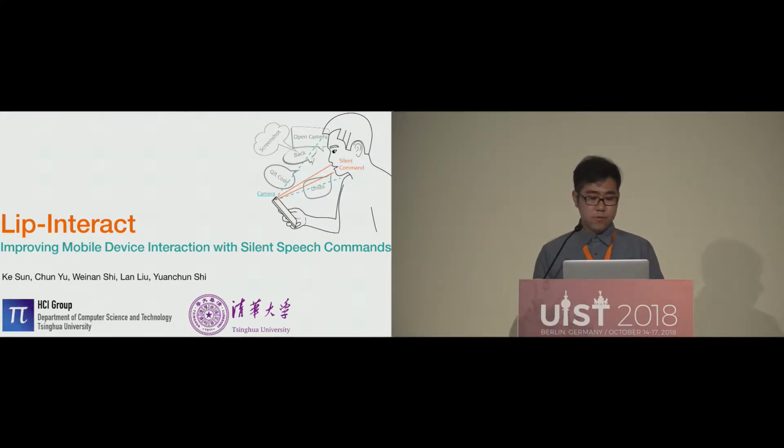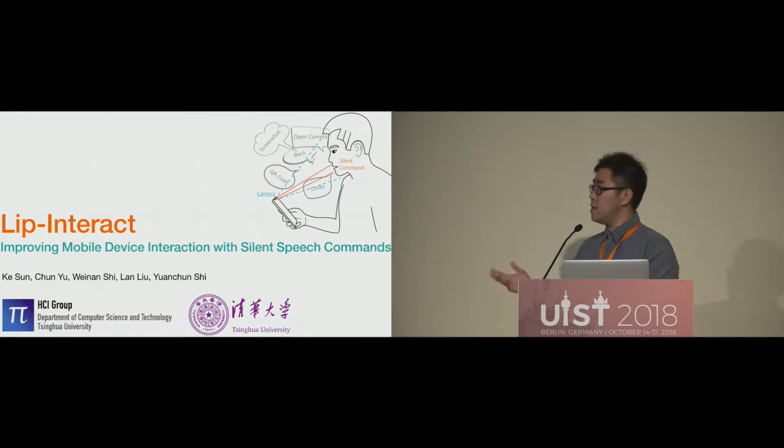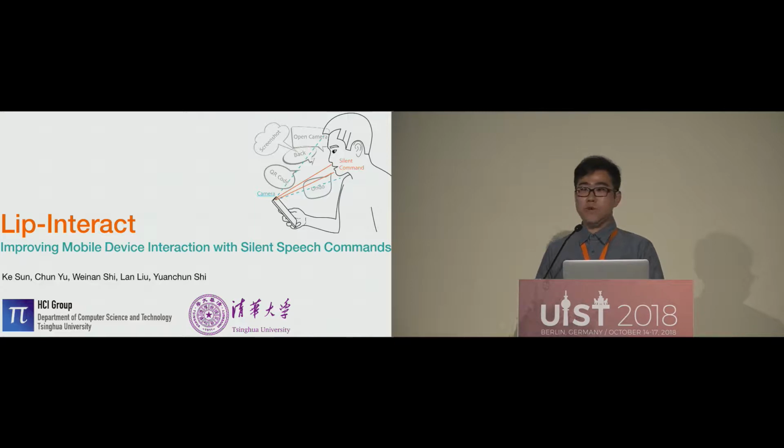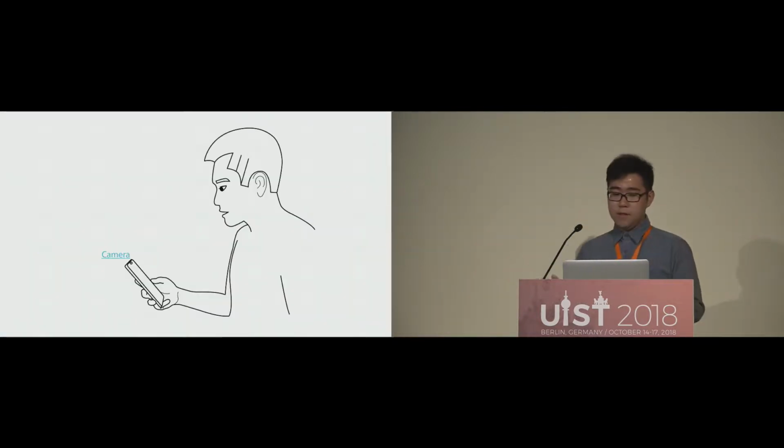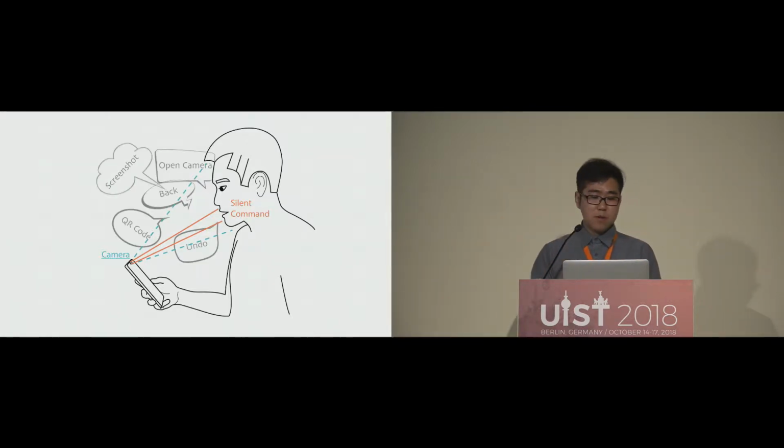It's my pleasure to present our work about LipInteract, which is an interaction technique that enables users to access functionalities on a smartphone by issuing silent speech commands. LipInteract relies on the device's front-facing camera to capture the user's mouth while using the device and recognize lip movements into commands through computer vision technology.